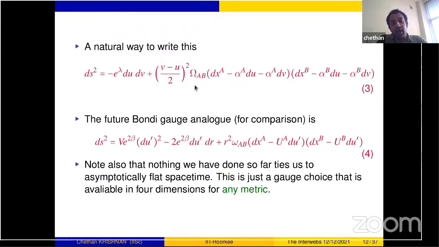Okay. So note that we have done nothing so far. All we have done is choose some coordinates. There is nothing about flat space, there's nothing about anything here. It's just a coordinate system for writing any metric that you might like in 4 dimensions.